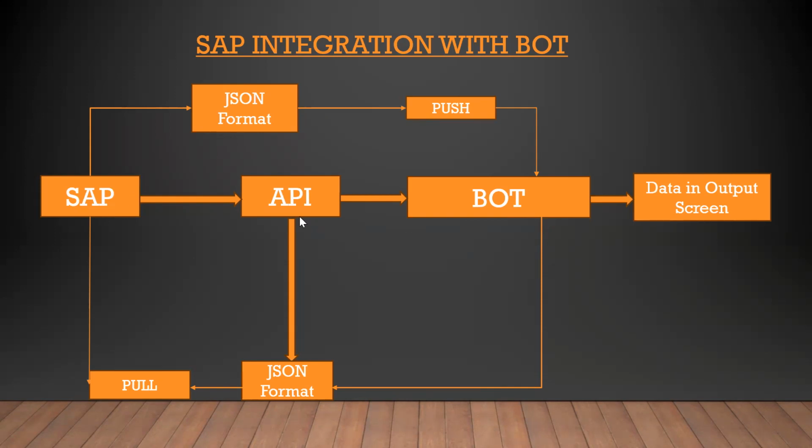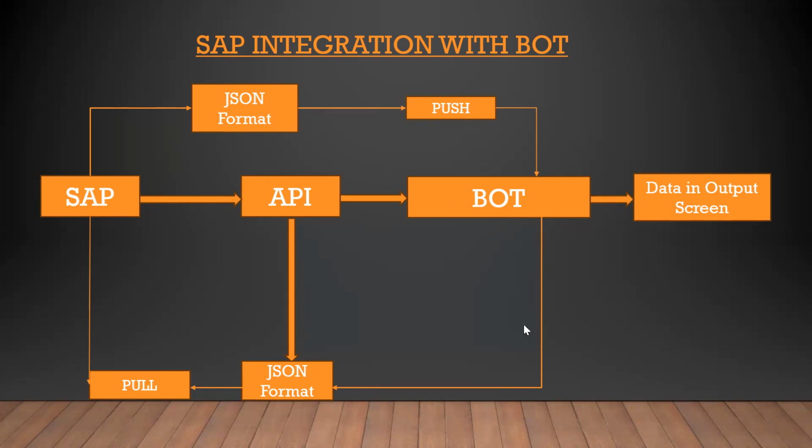The data we are going to pick for the bot is in the form of an API. Mostly, whatever we type in the bot, the answer is given through SAP in the output screen here. So we are pushing the data from SAP in JSON format to the bot, and the data is coming in the output screen. This pull is only for SAP to know the success, that the data has been sent. The technical part, a little bit.